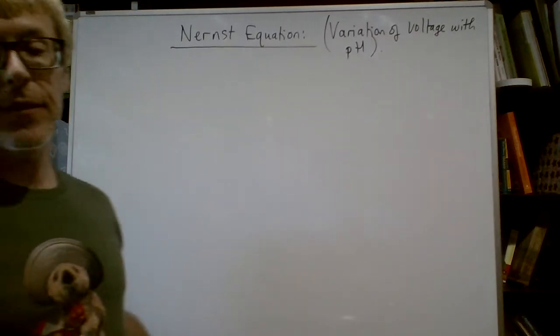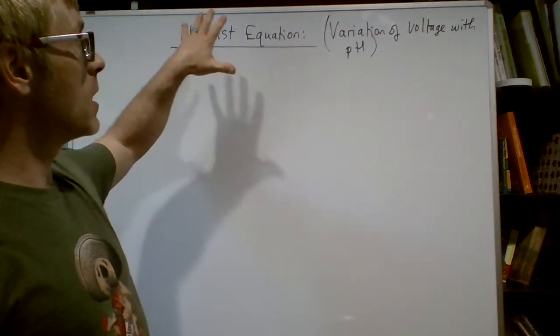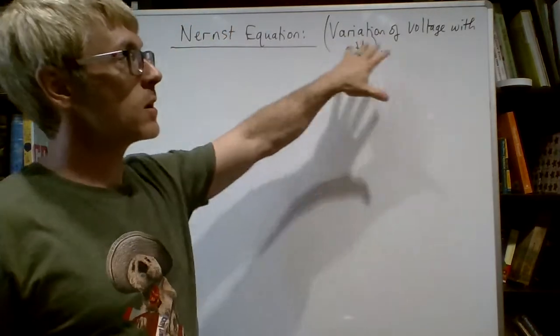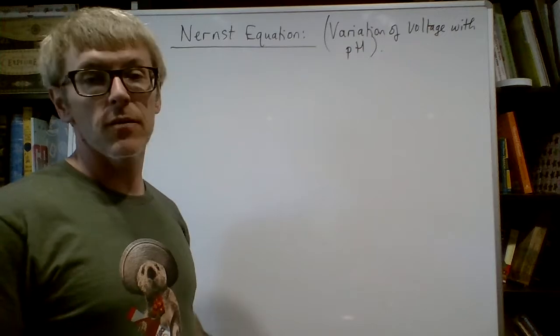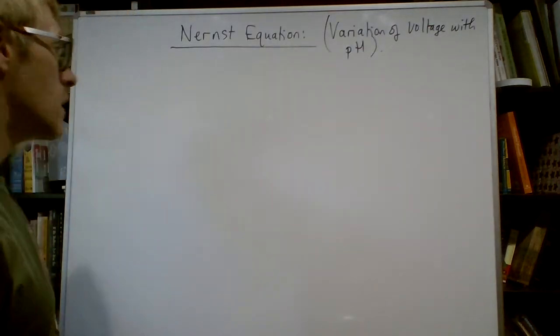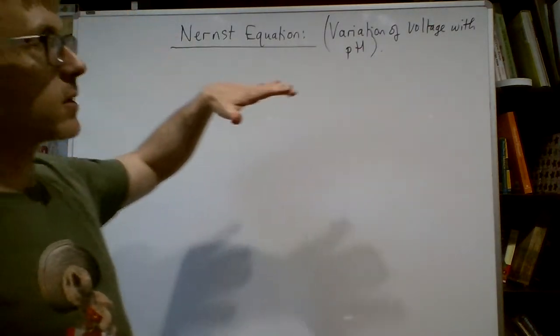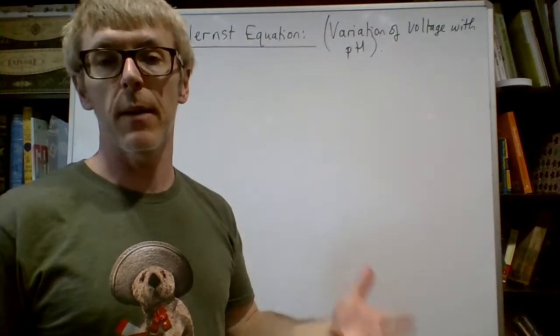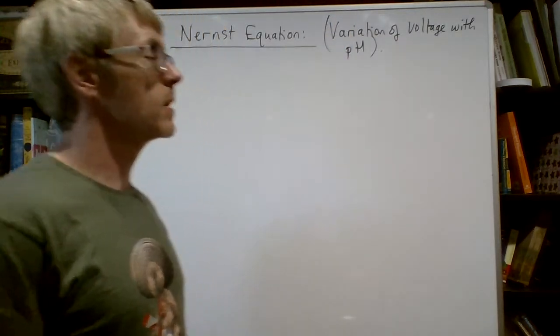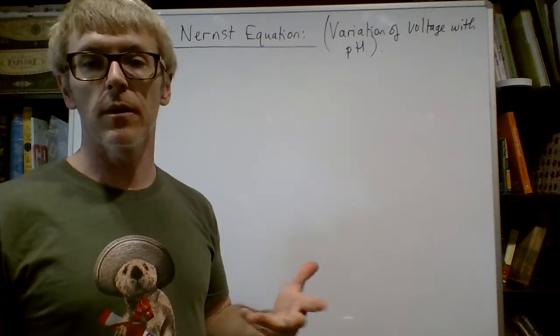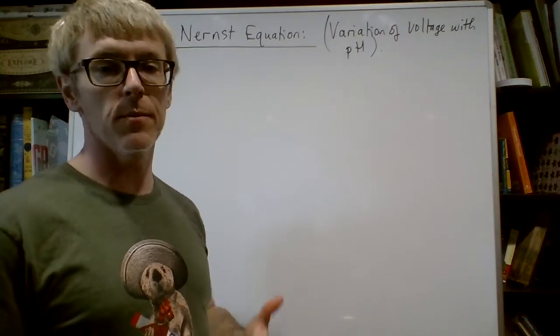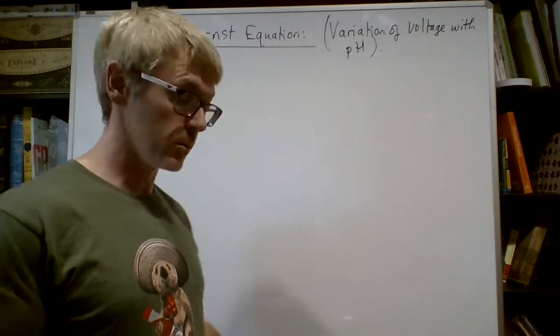In this part of the video, I want to extend our look at the Nernst equation to investigate the variation of voltage with pH. This has, as you might predict, a lot of biological and biochemical implications linked with normal cellular behavior and then pathological behavior.